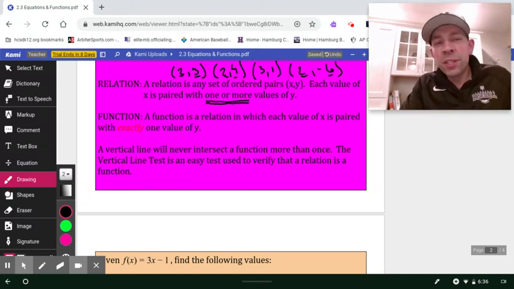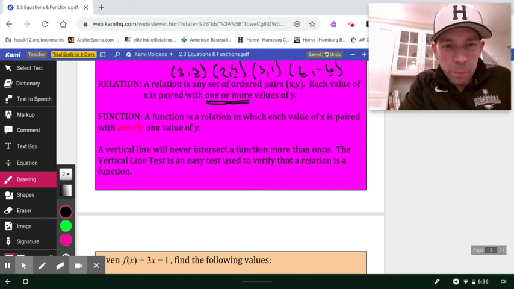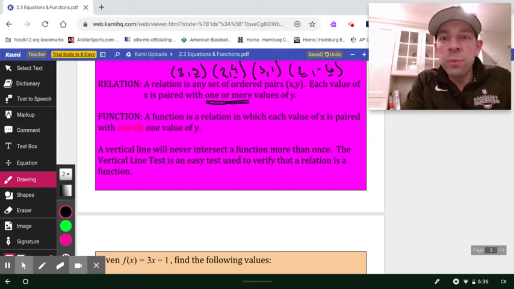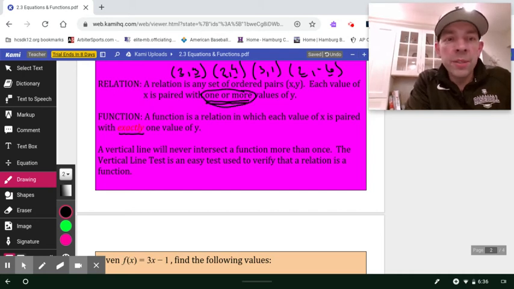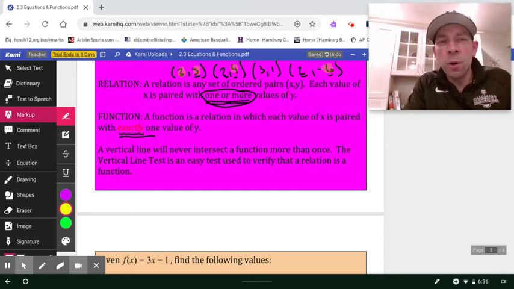But then we graduate to a more strict definition here of a function. A function is a specific type of relation in which each x is paired with exactly one y. So instead of one or more, we came back and said exactly one. So the previous example I gave you would not be considered a function because this 2 was paired with a 3, a 4, and a -6, and that's a big no-no. So it's a relation, but it wouldn't be a function in that case.